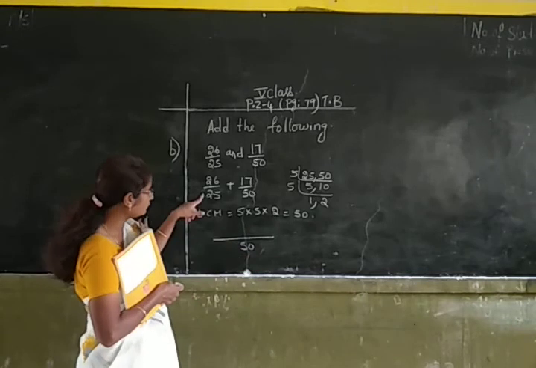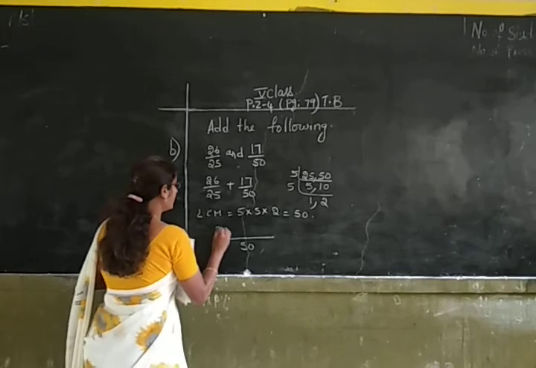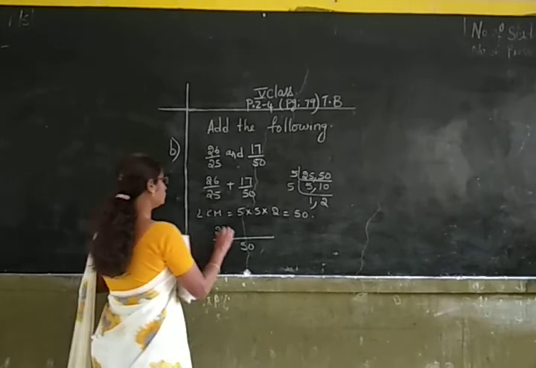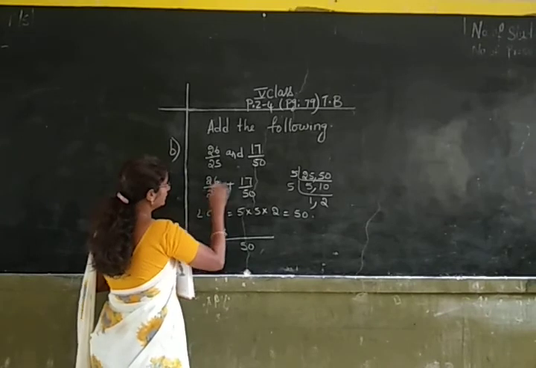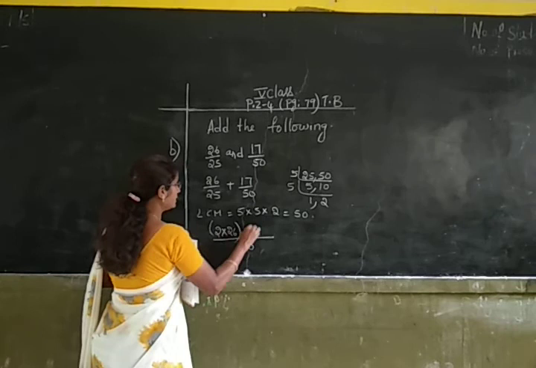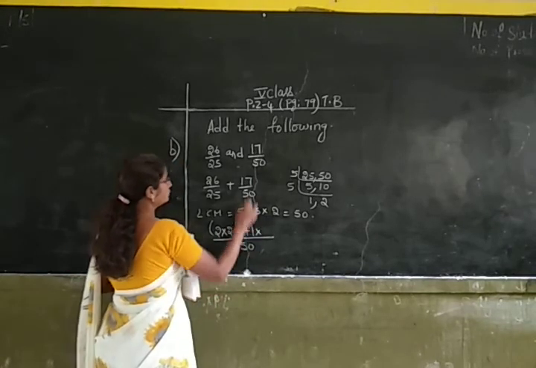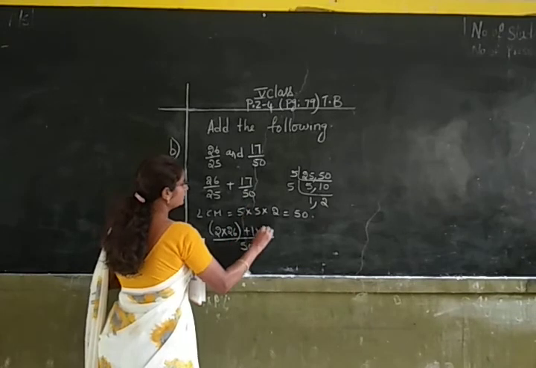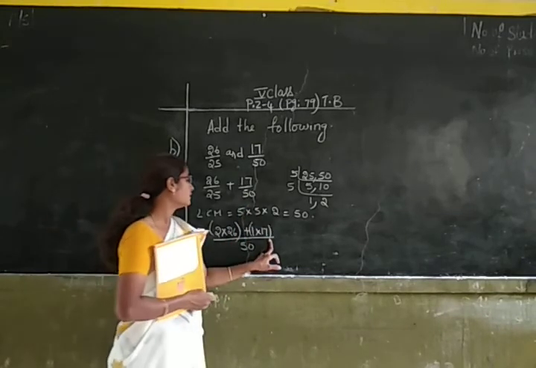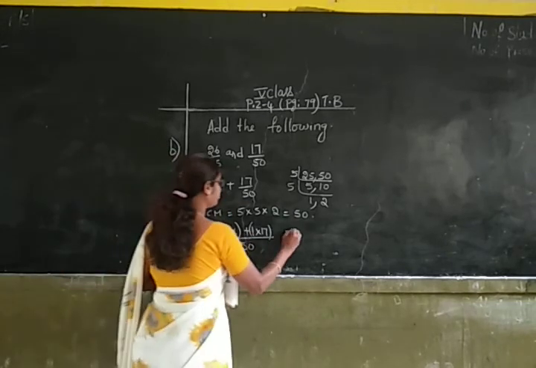So how many times does 25 go in 50? It goes 2 times. So 2 into, here the numerator is 26. So you have to multiply 2 with 26. Plus 50 goes in 50 1 time. So 1 into, here the numerator is 17. You have to multiply 1 with the numerator, which is 17.